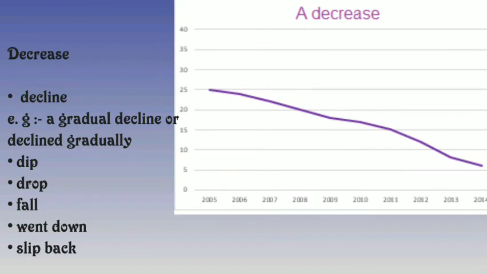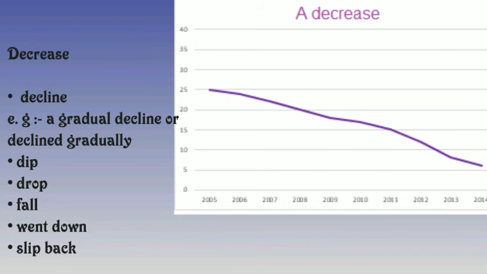Okay, and now we have decrease. Okay, if you have gradual decrease, you can make use of a gradual decline, dipped gradually, a gradual dip, drop, and same is true for drop, fall, went down, and slip back. You can make use of gradual, moderate, and also dramatically. But keep this in mind, you need to understand what type of increase it is.